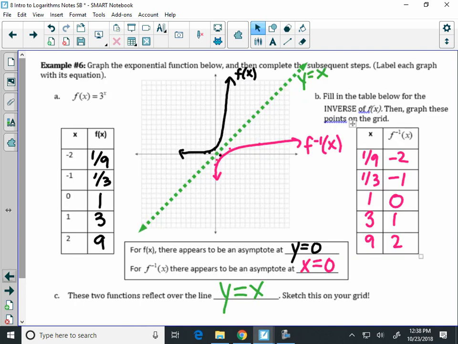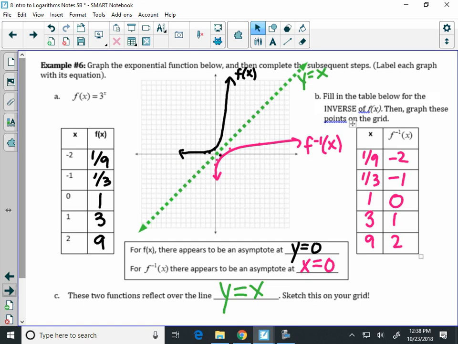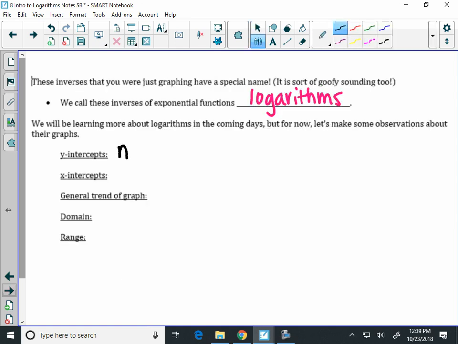When I look at this graph, the two pink graphs on the board here, where are the y-intercepts? Where do the pink graphs cross the y-axis? That's 0, 1. That's the exponential up here. We're looking at the pink. Didn't we say there was an asymptote at the y-axis? So does it cross? Does it have a y-intercept? No, so there's no y-intercept here. None.